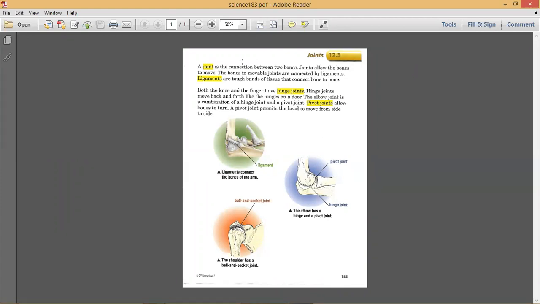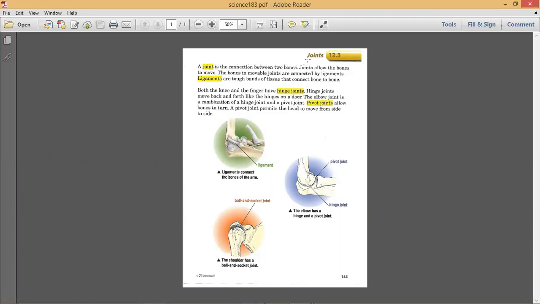So, joints. A joint is the connection between two bones. Okay, connection. Now, if you look at the word joint, notice that you have the word join within the word joint. When you say join, I want to join you, that means you want to connect with somebody. You want to be a part of it. So that happens to your bones too. And it's called a joint.